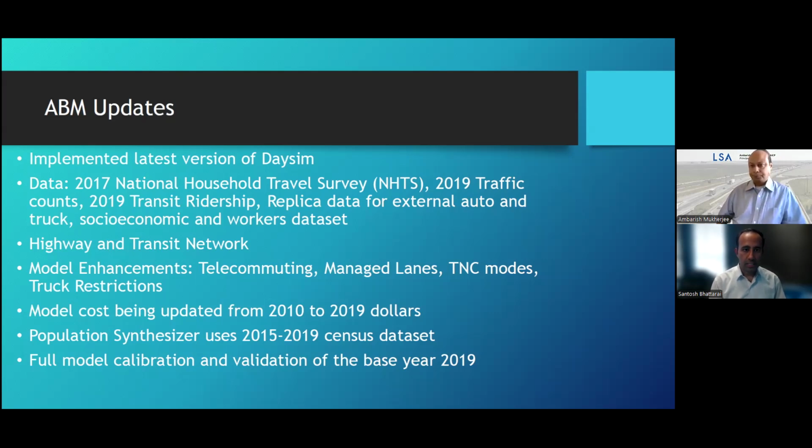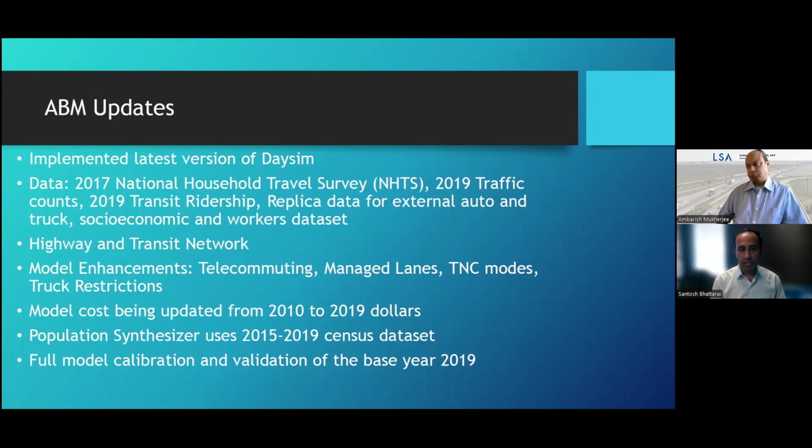Some other changes in the model update was the use of recent datasets, which were consistent and appropriate to our 2019 base year. Some of the datasets were the 2017 National Household Travel Survey, the traffic counts for 2019 obtained from Caltrans as well as the local jurisdictions, and the 2019 transit ridership obtained from the transit agencies.